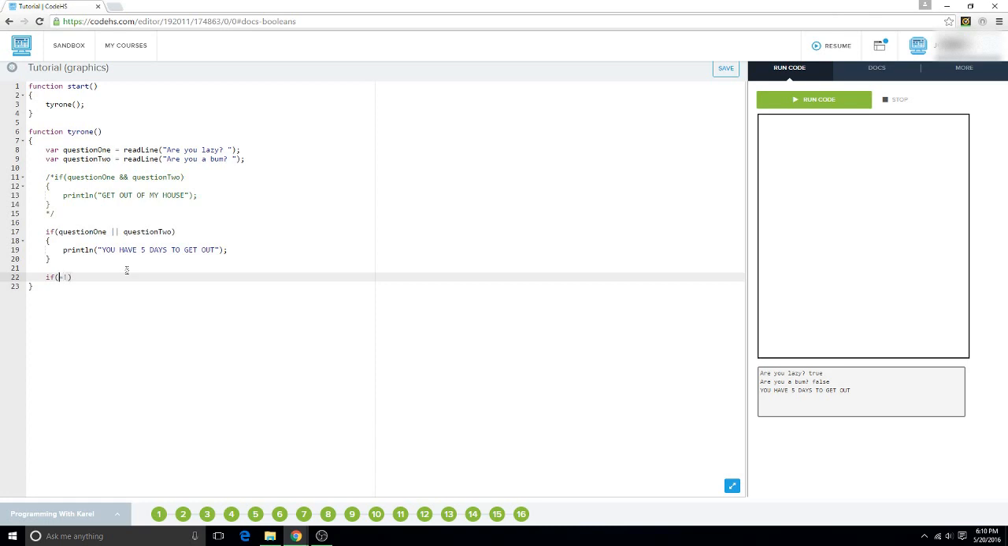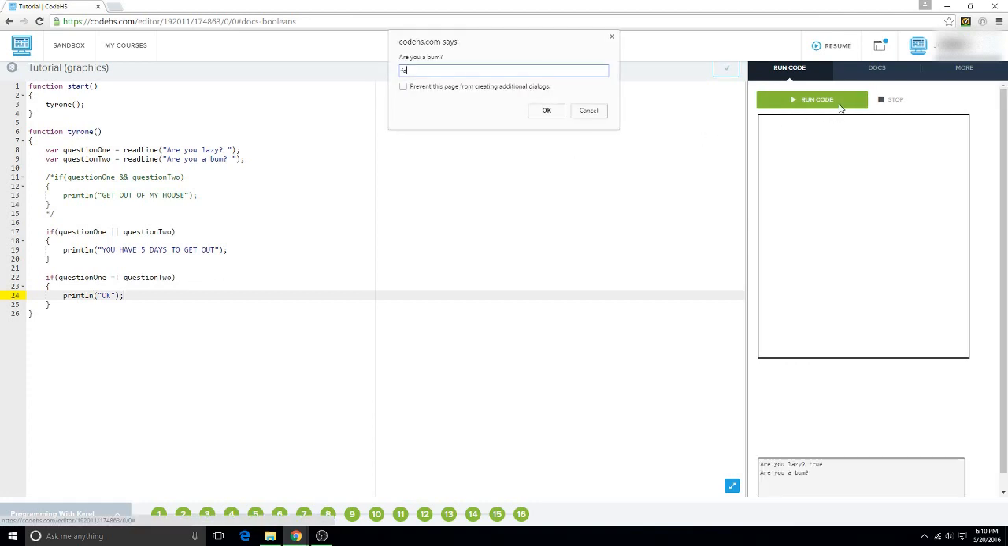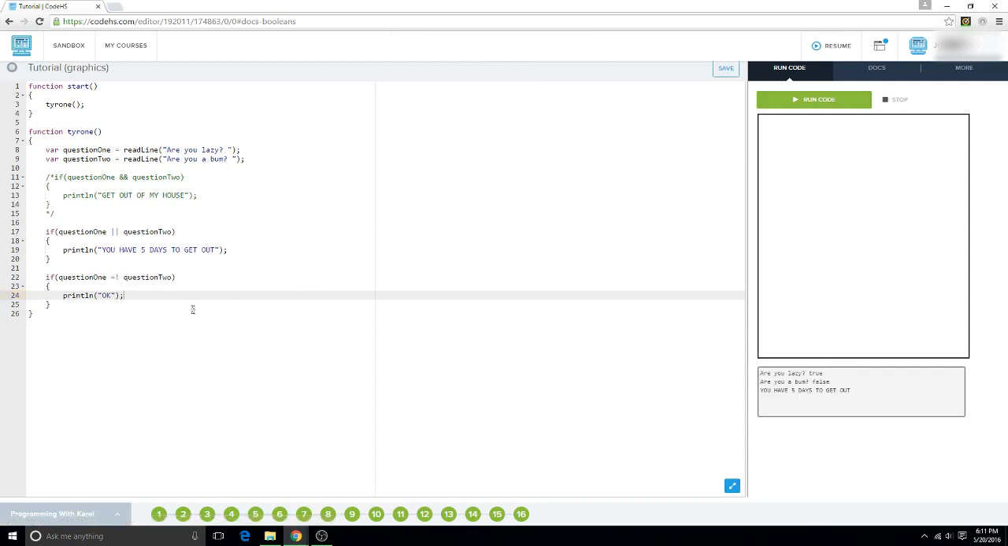So this is going to say if question one is not equal to question two, which is basically saying this, unless you have the same statement, or I mean unless you have the same response, true or false, we want to say print line and then okay. So we're going to say true, we're going to say false, and oh, I think it goes exclamation point and then equal sign.